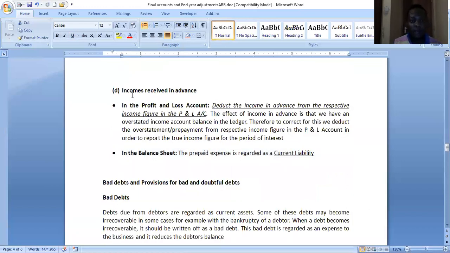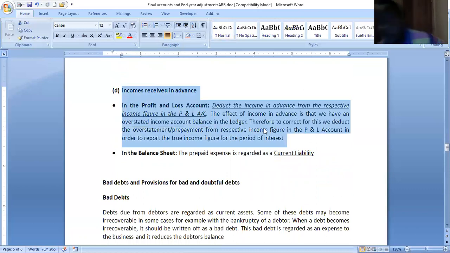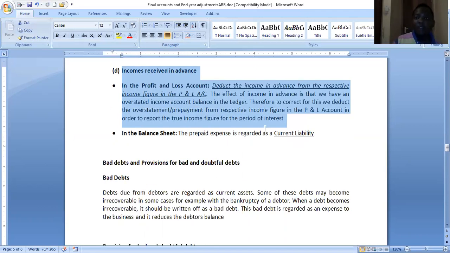Then incomes received in advance. This is an income that has been received but not yet earned. The effect of incomes that have been received but not yet earned is that we have an overstatement in the affected income. The overstatement results from having received an extra amount.